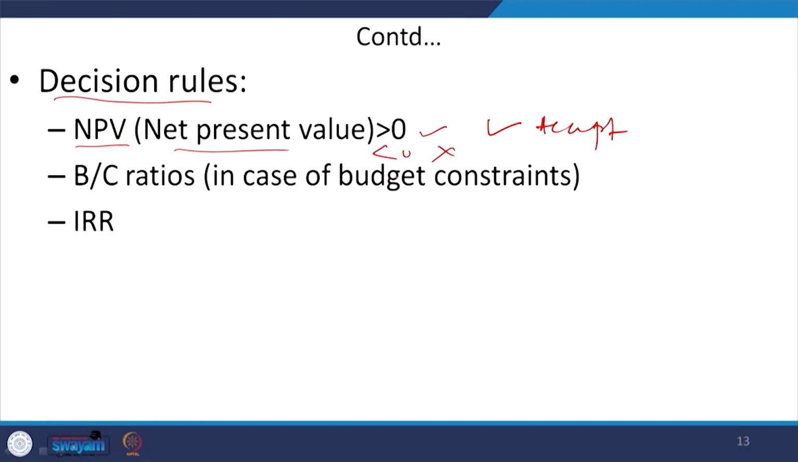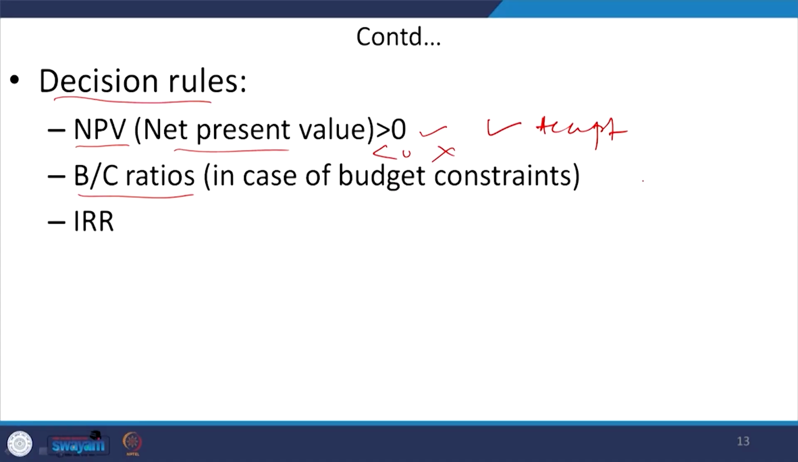So, another criterion that we can also follow in making the decision, whether to accept the policy or reject it, is benefit cost analysis. So, if there is a budget constraint, let us say the funds for this are 10,000 rupees, then for accepting the policy, we need to see that this B by C ratio should be greater than 0. That means the benefit should be greater than 0.